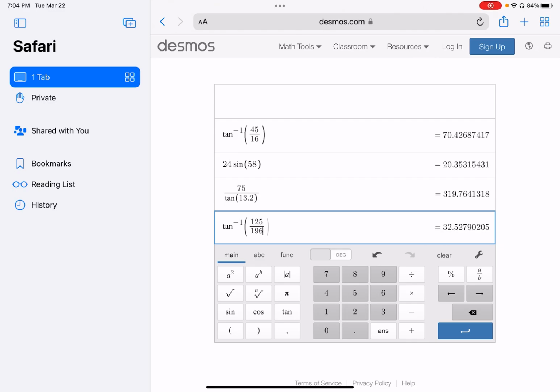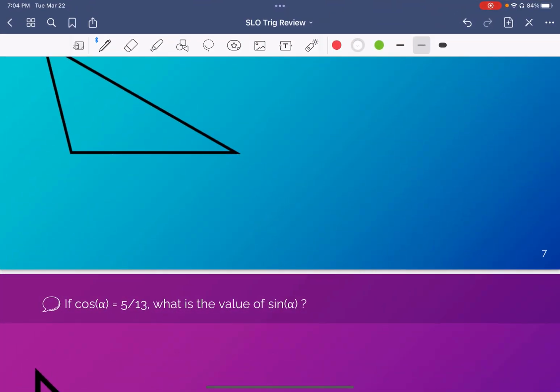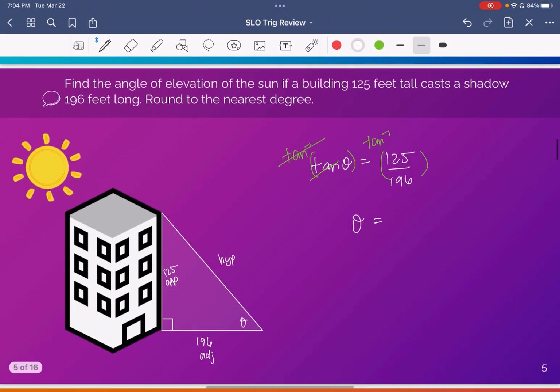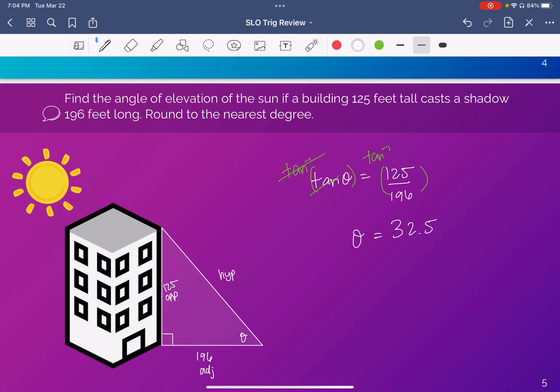Which is 32.53 if you round up. But this does say round to the nearest degree, so I will have to round it up to the nearest whole number, which would be 33 degrees.